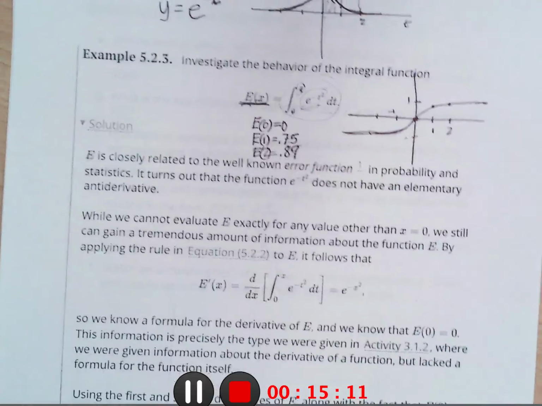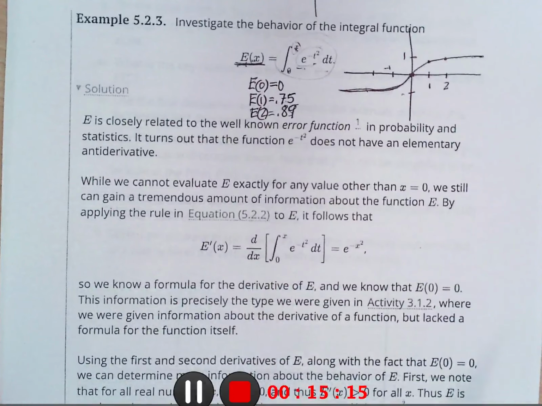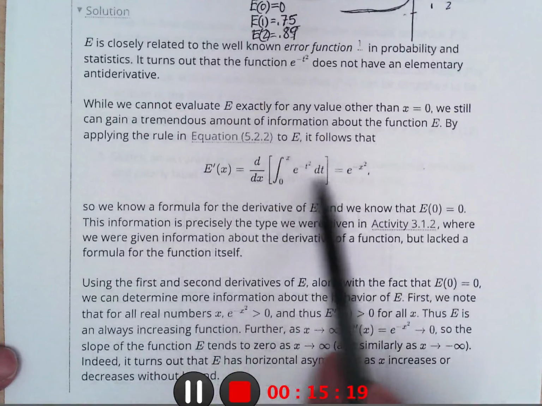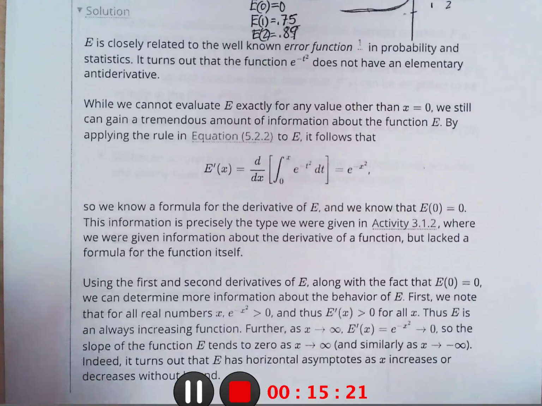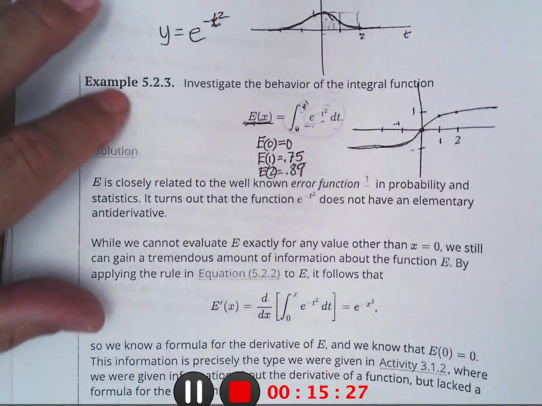So that's basically what they went through here on this, saying e prime is the derivative of this, and talked about the slope and all the different things that are going on. But that's basically what I want you to be able to understand from the 5.2.3 example.